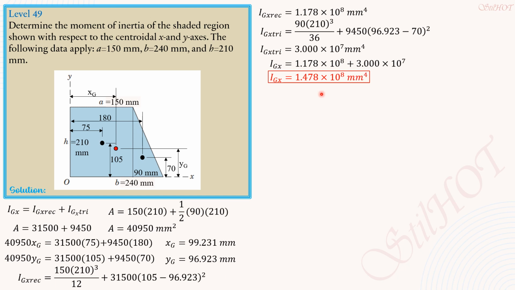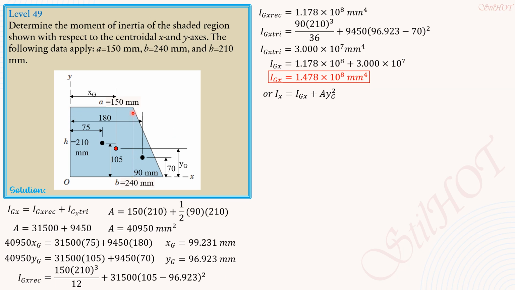As another way to check the answer, we can compute IX, and it is equal to IGX plus area times YG squared. So IGX of the entire area, and the distance between that centroidal axis of the entire area and the x-axis is YG. Therefore, IX, the moment of inertia with respect to this axis here, is equal to IGX plus the entire area times the distance squared, YG squared.